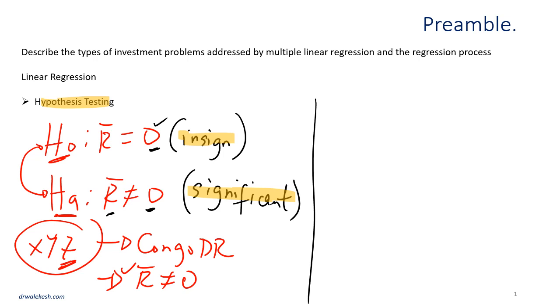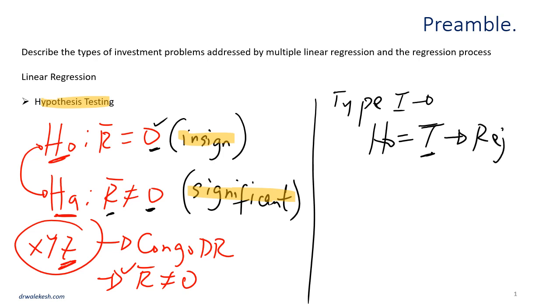So let's look at the concept of type 1 error and type 2 error. But we will start with type 1 error. Normally, a null hypothesis that is true, that is the facts, you should naturally accept it. But if you are rejecting a null hypothesis that is true, then you have committed type 1 error.